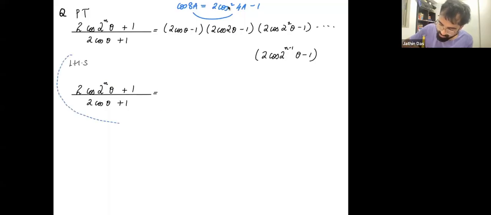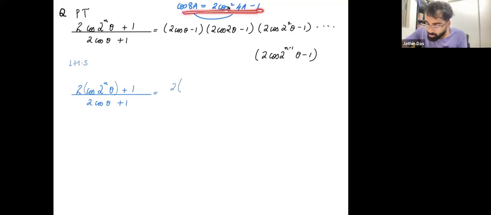I'll change the color for the answer. This I'm going to write separately. Just imagine I'm doing this. How did I get 4 from 8? I divided by 2. So 2 raised to n divided by 2 will give me how much? 2 raised to n minus 1. Cos 2 raised to n minus 1 theta.